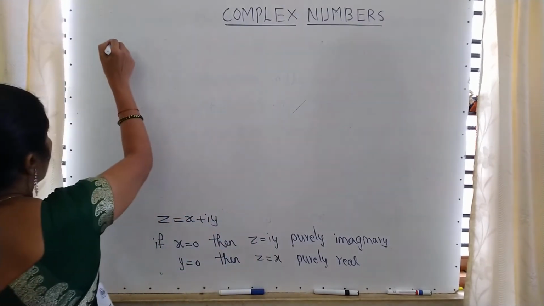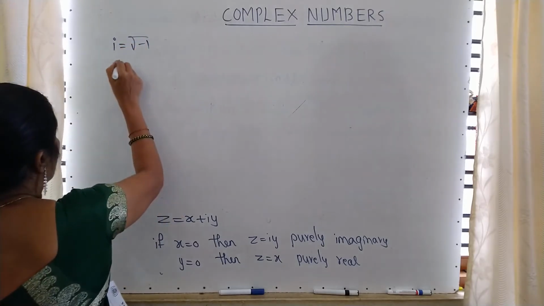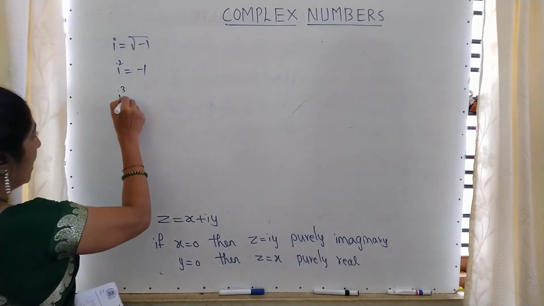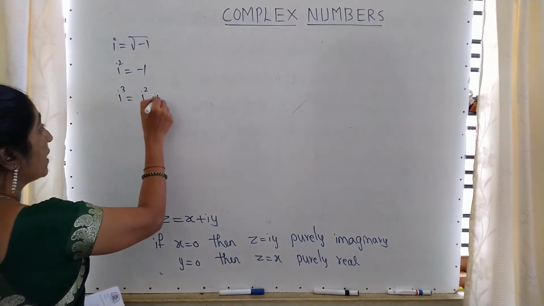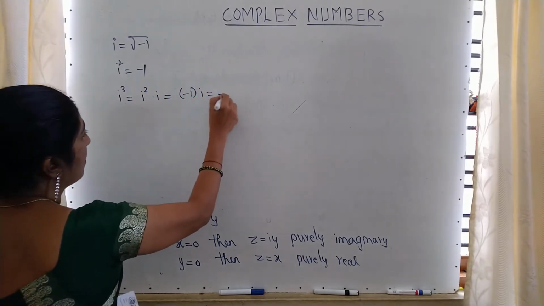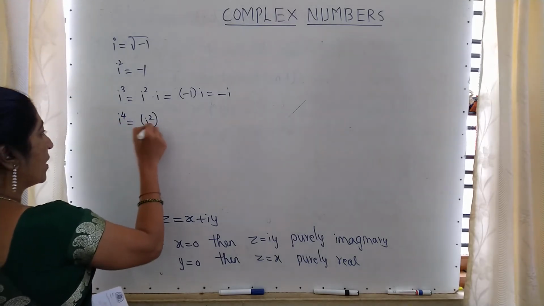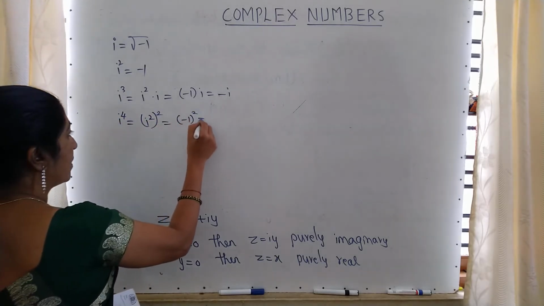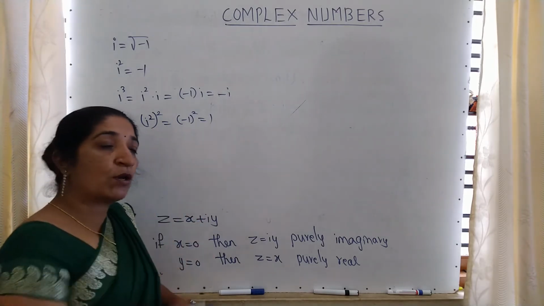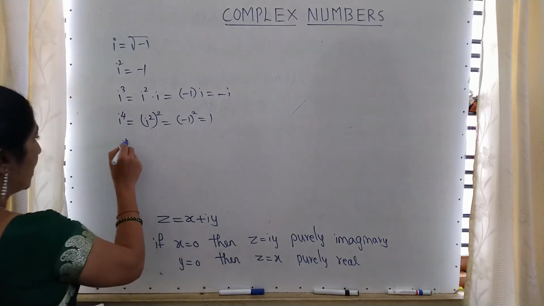After that, I am giving you one important note. i is equal to square root of minus 1. Then what is i square? i square is minus 1. i cube is i square into i, that is minus 1 into i, which is minus i. Then i raised to 4 is i square whole square, that is minus 1 square, which is 1. And it gives you one important thing: i raised to a multiple of 4 always gives you 1. Remember that. And similarly, we can move for the next one.